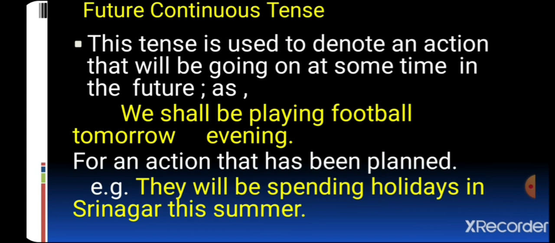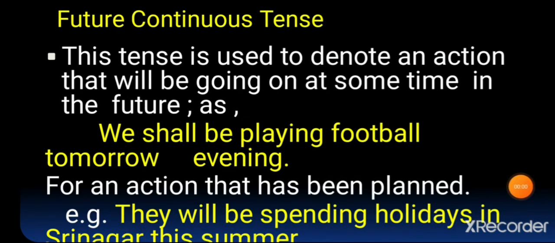Now students, let's move on to the uses of future continuous tense. Future continuous tense is used to denote an action that will be going on at some time in the future. For example, we shall be playing football tomorrow evening. Okay, at some time in future means tomorrow evening, the action of playing football will be going on, means we shall be playing football tomorrow evening.